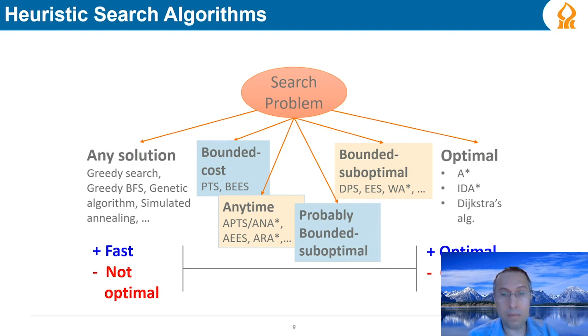I hope I was able to show you that between optimal solution and any solution, there is a range of algorithms and settings in which, on the one hand, we can scale, but on the other hand, we can say something about solution quality. Also, I showed you that if you are able to improve and get a better bounded cost search algorithm, you will automatically be able to get a new bounded-suboptimal algorithm and a new anytime algorithm. And a new anytime algorithm would allow you to create a better, probably bounded-suboptimal algorithm. I think this is quite cool.